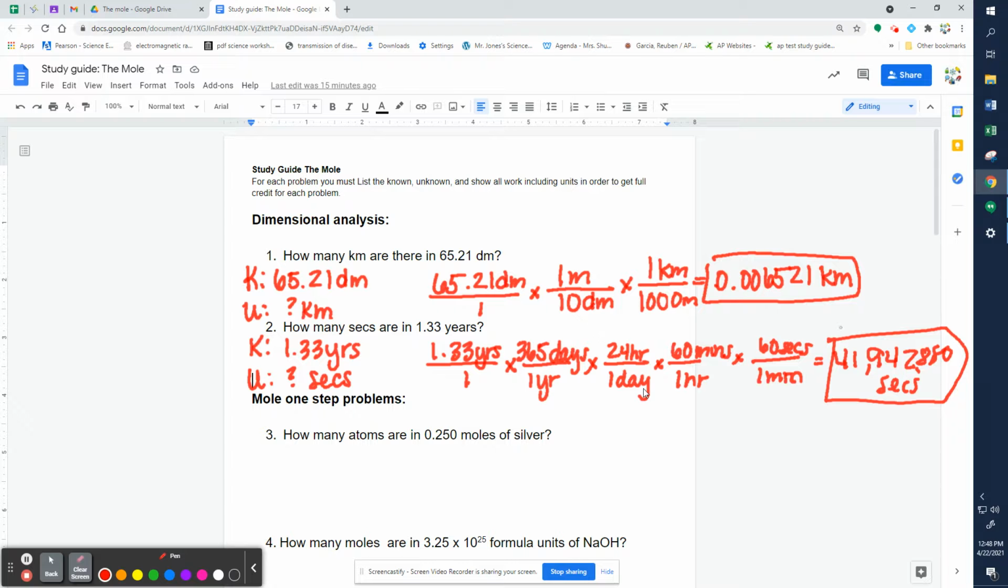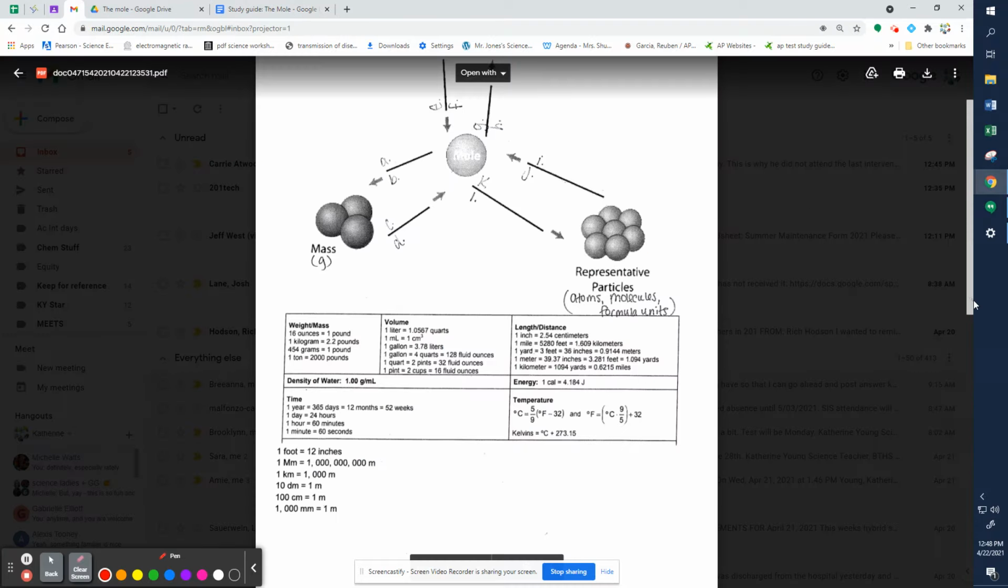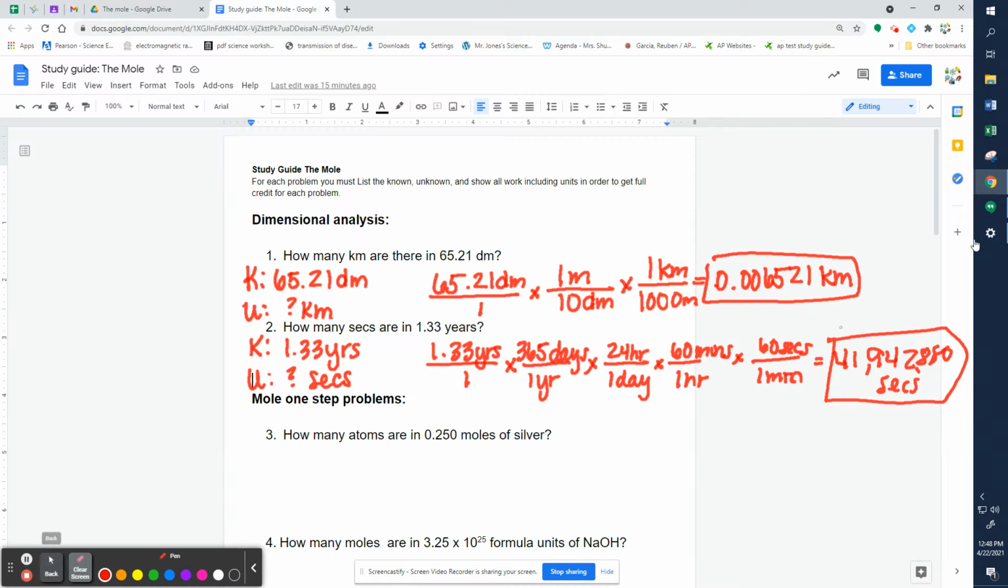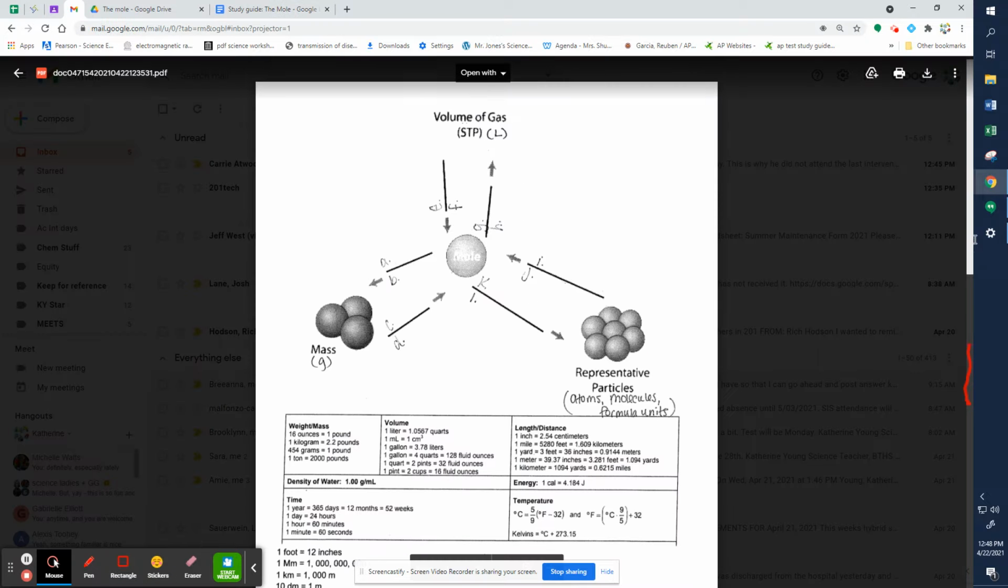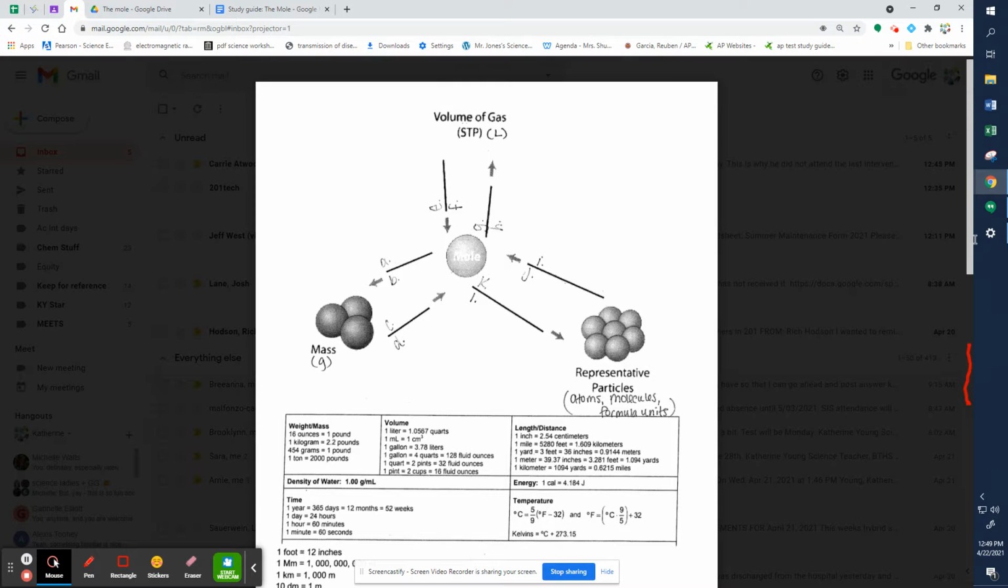Next, we're moving on to one-step mole problems. When we do that, we're going to use the top part of our mole diagram up here. Make sure you know all of these. It will be on your test. You will have to fill in each of these blanks. So let's go ahead and do that.